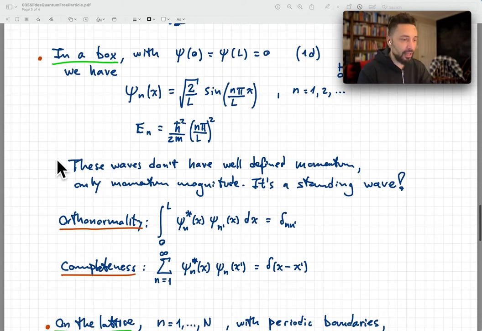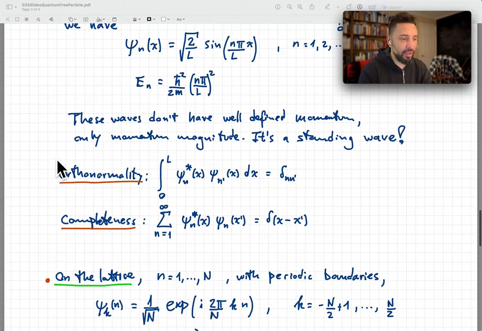We have, as before, orthonormality and completeness conditions. The case of orthonormality is written with an integral from 0 to L of wave function at x index n, wave function at x index n prime. The first one is complex conjugated, and you get Kronecker delta n n prime.